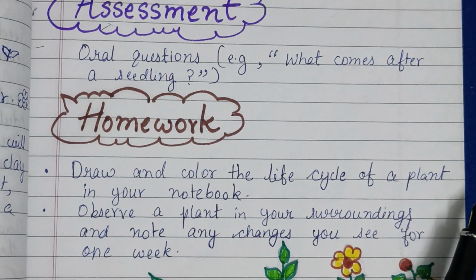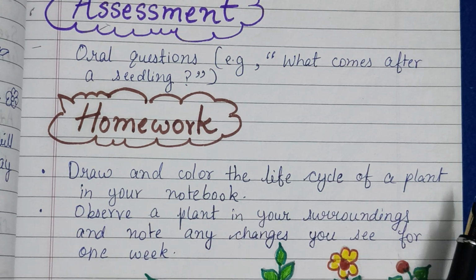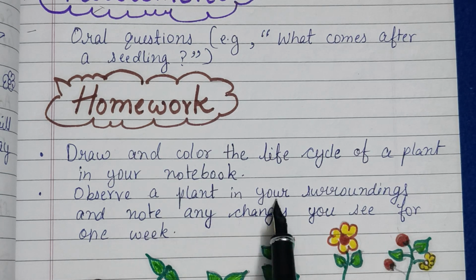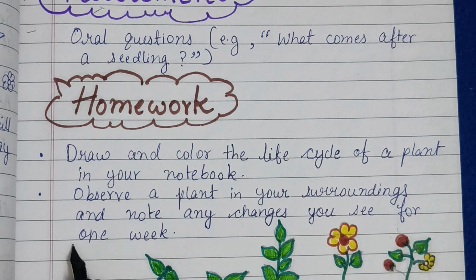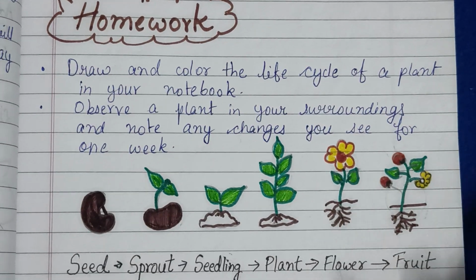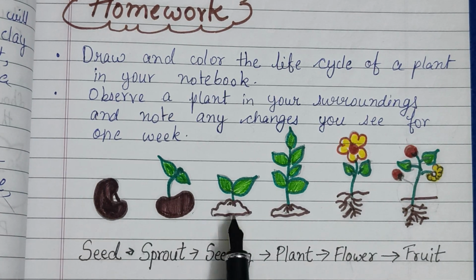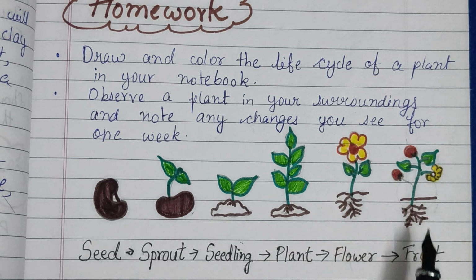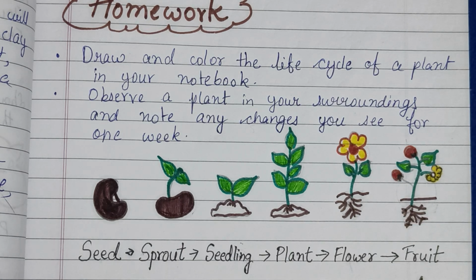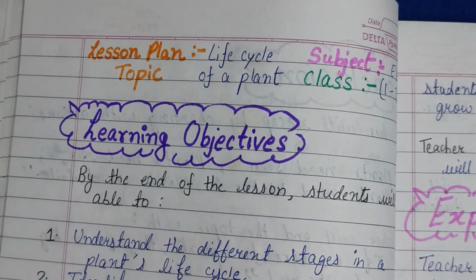Homework. For homework, you can give: draw and color the life cycle of a plant in your notebook, and also observe a plant in your surroundings and note any changes you can see for 1 week. So, these are the stages: seed sprouts, seedling, small plant, then plant, flower, and then fruit. These are the stages, and you can make flashcards of all these stages. So, this is the lesson plan of life cycle of a plant.